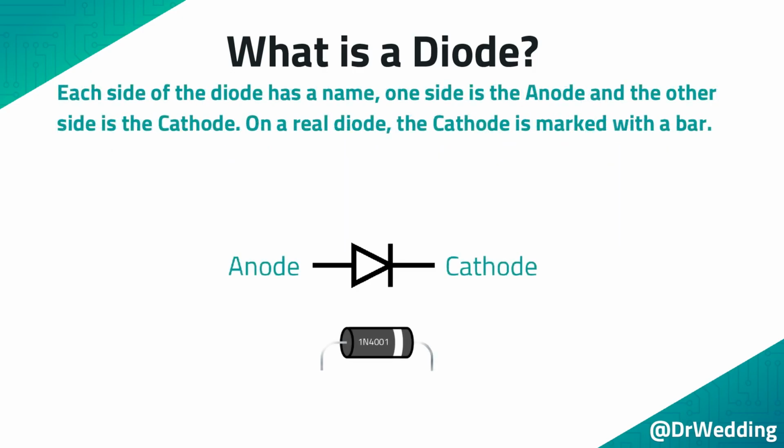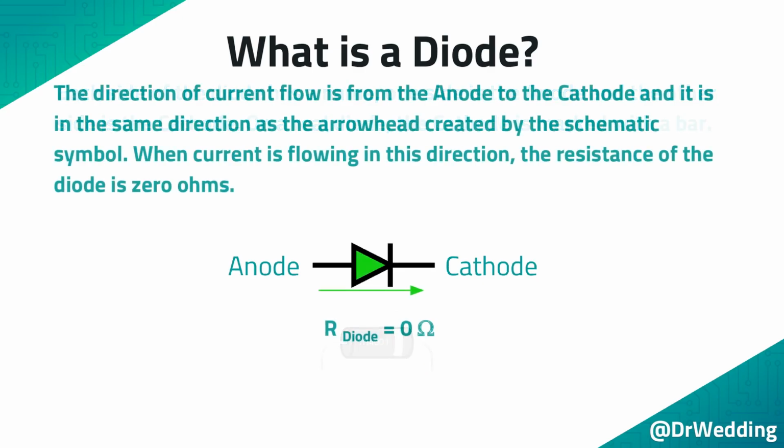Each side of the diode has a name. One side is the anode and the other side is the cathode. On a real diode, the cathode is marked with a bar. The direction of current flow is from the anode to the cathode, and it is in the same direction as the arrowhead created by the schematic symbol. When current is flowing in this direction, the resistance of the diode is 0 ohms.